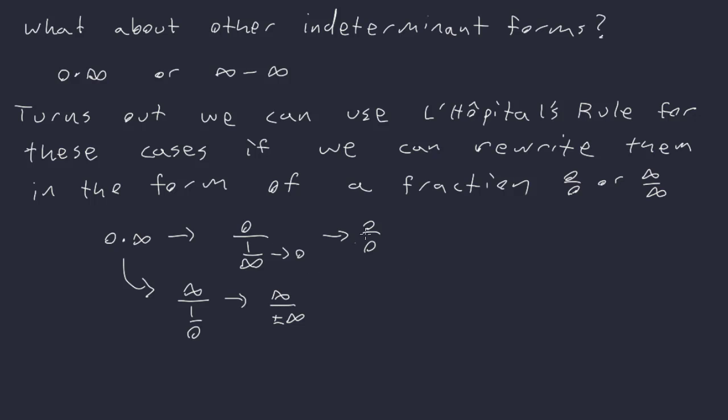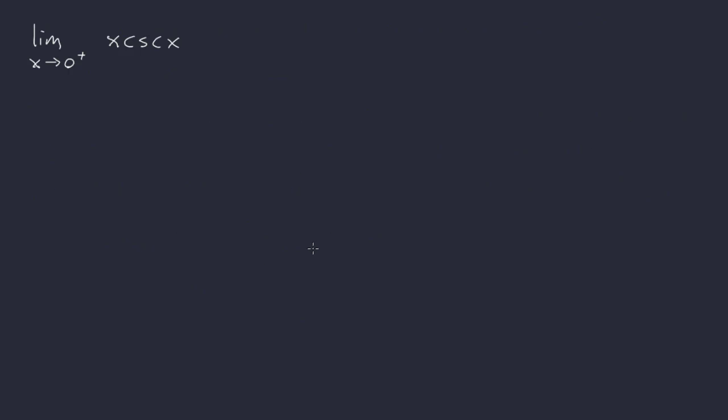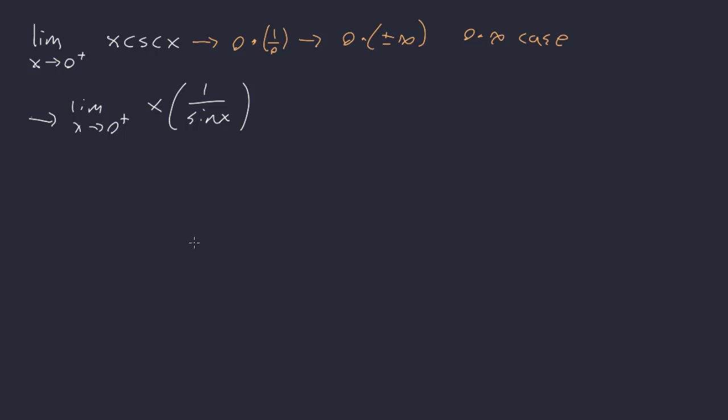So I think it'll be easier to see if we just look at an example. For a first quick example, let's say we have the limit as x goes to 0 from the right of x times cosecant x. In this case, x is of course going to 0, and cosecant x is 1 over sine, and sine is going to 0, so this is a 1 over 0, so a 0 times a plus or minus infinity. So this is a 0 times infinity case. Now this one, I think, is a lot simpler to see how you would change into a fraction, because cosecant x is 1 over sine of x.